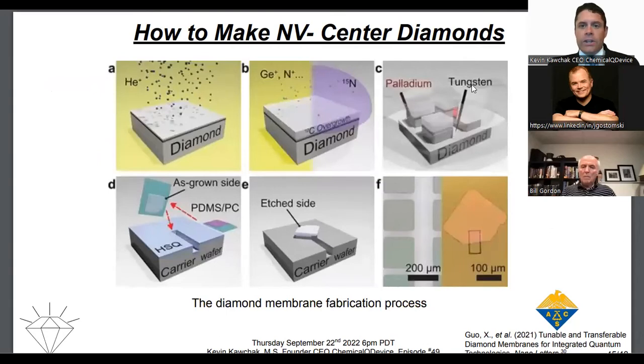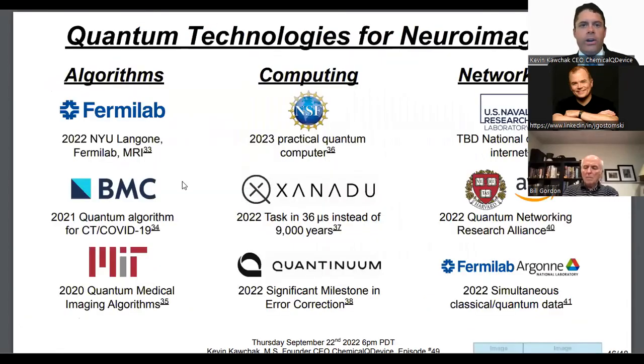And then this is basically a crude thing that they use, but if you look at the elements, obviously helium, germanium, nitrogen, palladium, tungsten, and then in D you see some polymers, polycarbonate, PDMS, which is silicone here, and then basically to get your desired diamond.